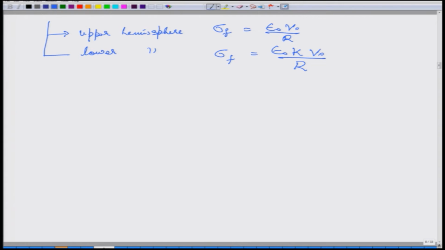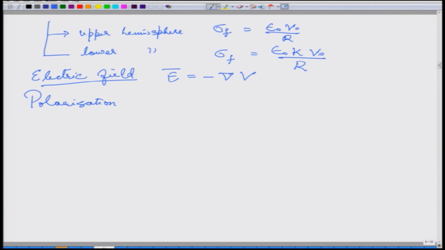So similarly, the electric field for this potential, we can use this formula to evaluate it. Let's come to the polarization. Here P is nothing but chi E naught, electric field E.